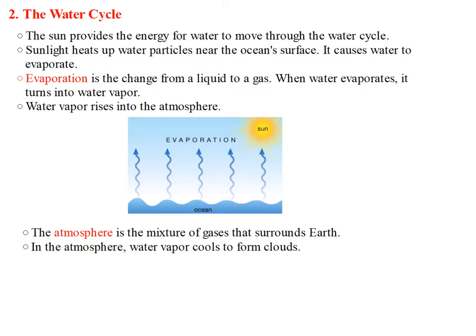What is the atmosphere? The atmosphere is the mixture of gases that surrounds Earth. In the atmosphere, water vapor cools to form clouds, and at any time, most of Earth's surface is covered by clouds.